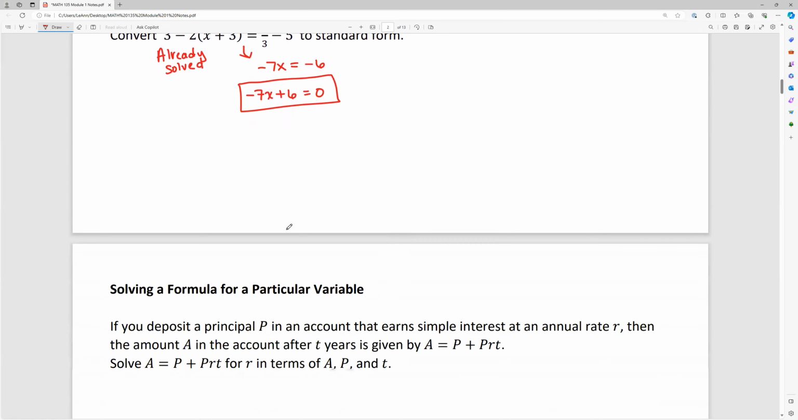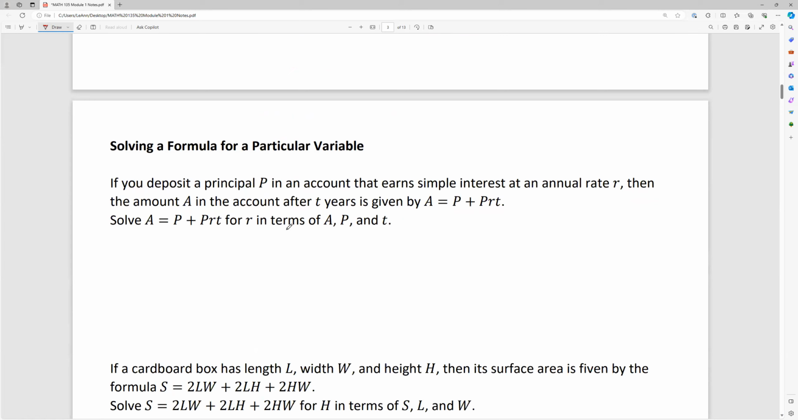Okay. So our next topic is going to be looking at solving a formula for a particular variable. So this is just taking a formula that's been presented to us and rearranging it so that a singular variable is all by itself on one side. All of the other variables and numbers are all going to be on the, usually I have the variable I'm solving for on the left, and then everything else is on the right. We're going to do an easy one first, and then we'll do one that has a little bit more complexity.